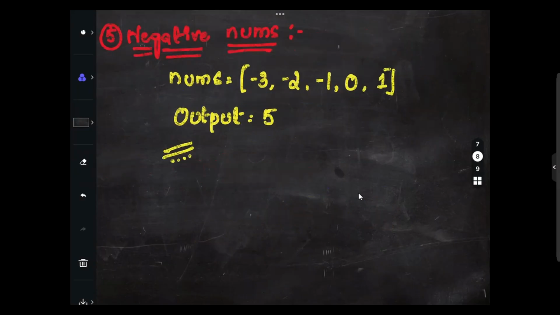Let's move on with the final edge case, the fifth edge case, for negative numbers. In this case, we have -3, -2, -1, 0 and 1.